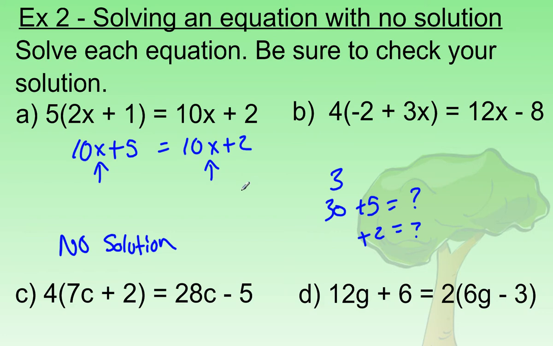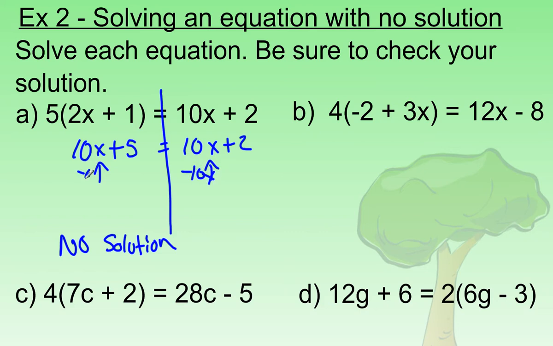It doesn't work. You go, well, maybe you just picked a bad number. No, pick any number. Try 10. 10 times 10 is 100. 100 plus 5 and 100 plus 2. You're never going to get the same thing. So this equation has no solution because there's nothing that will ever make one side equal to the other. And we know it had one of these special solutions because the variables canceled out on each side. When we subtracted 10x, we got 5 equals 2. So that's the first special solution. It's called no solution.